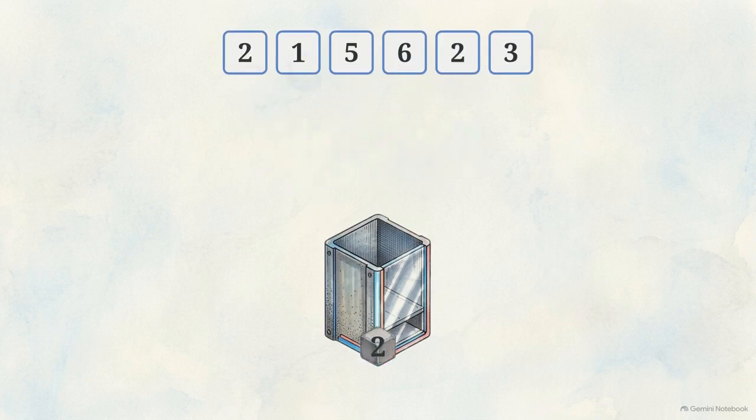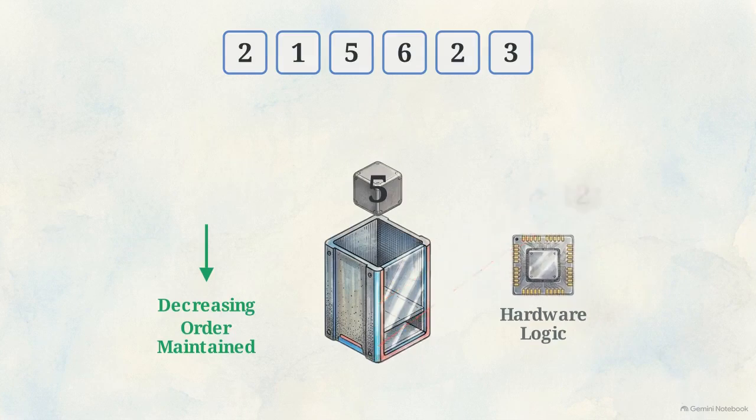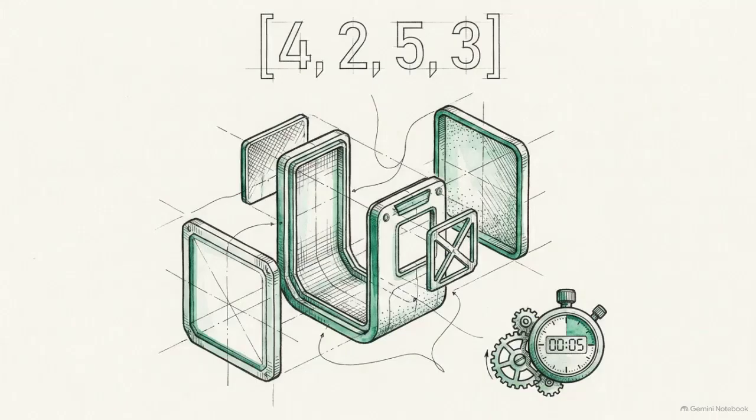Watch the numbers 2 and 1 drop in. They stay because the stack is decreasing. But the moment the larger 5 arrives, the system ejects the smaller elements from the top before the 5 is allowed to settle. Try this yourself.